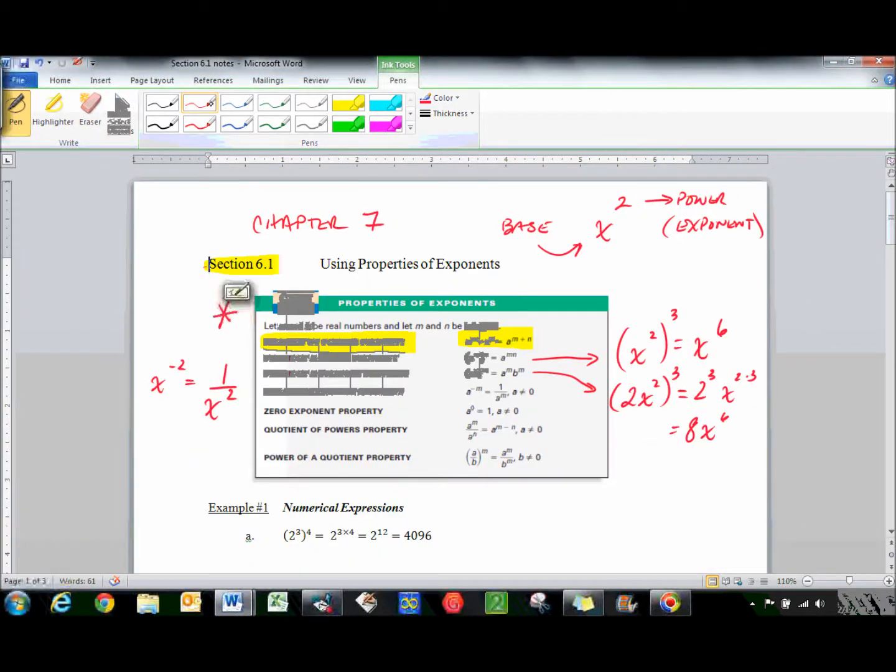Now, the zero exponent property, this is something that you should always pay attention to. Anything that is raised to the 0 power always equals 1. So keep that in mind. If you see something being raised to the 0 power, you can quickly exchange that for the number 1, and that can make your properties much easier.